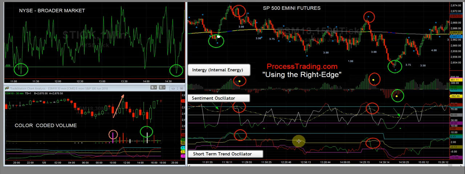The short-term trend oscillator also has a pullback line to it where you can see price hits it and pulls back. It comes up to it, approaches it, and pulls back. It hits it and pulls back. So these are the three discretionary indicators that we use. When we're making discretionary trades, we use additional information as well.